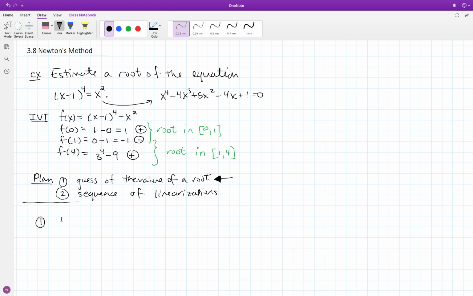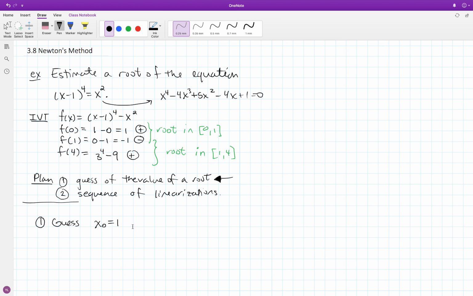My first step here is to make a guess at the value of a root. I'm just going to focus on this root that's in between 0 and 1. So I'm just going to start with a really lazy guess. Pardon me, x naught equals 1 is my first guess. I know that's not a root of the equation because f of 1 is equal to -1.